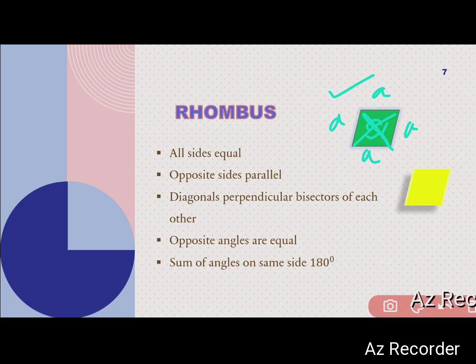Opposite angles are equal. That is, this angle and this angle are equal, and this angle and this angle are equal. The sum of angles on the same side, that is this angle and this angle, is 180 degrees. These are the peculiarities of a rhombus. We can say every rhombus is a type of parallelogram. Like every square is a type of rectangle, every rhombus is a type of parallelogram, but not every parallelogram is a rhombus.